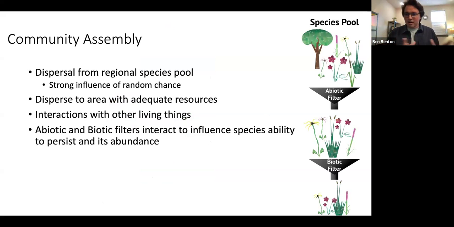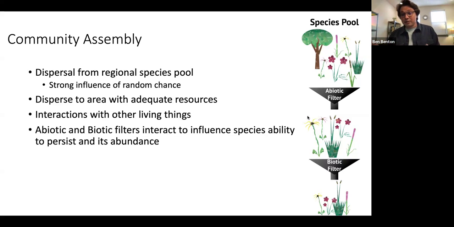The modern concept of community assembly is that species from a regional species pool, so just species in the area, will migrate to a particular point, and if there's adequate resources there, then they will be able to establish. And then there are abiotic filters in the environment. So whether or not there's enough resources in the environment for that species to establish, and the particular levels of those resources, will affect how abundant a particular species is in a community.